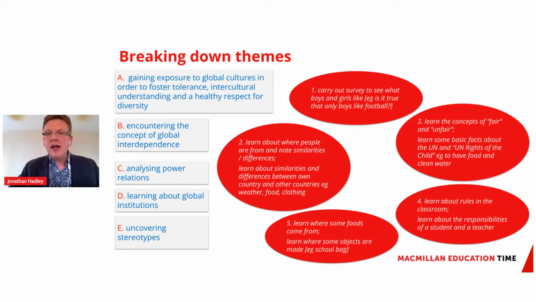Number 3, learn the concepts of fair and unfair, and learn some basic facts about the United Nations and the United Nations rights of the child. So this would be D, learning about global institutions. The United Nations might seem quite a challenging big topic to cover with our younger students, but I think even at primary level, you could introduce them to a simplified version of the rights of the child, that every child has food and clean water as a right. And again, these are relatively simple words, food and water, but we're just getting them to think in a slightly different way about perhaps rights and responsibilities.